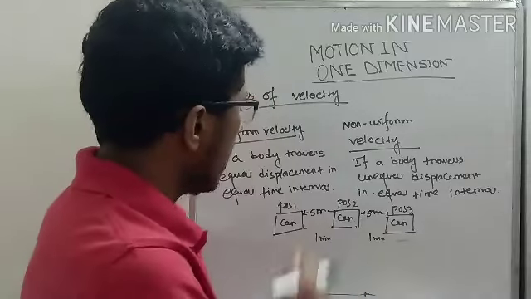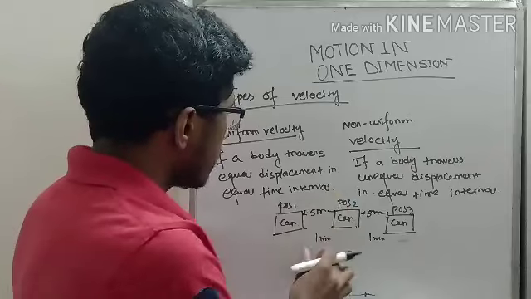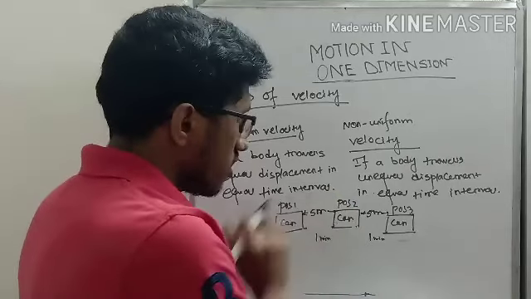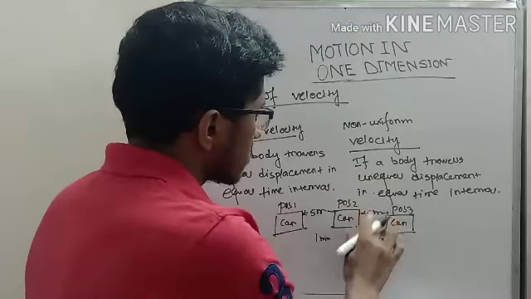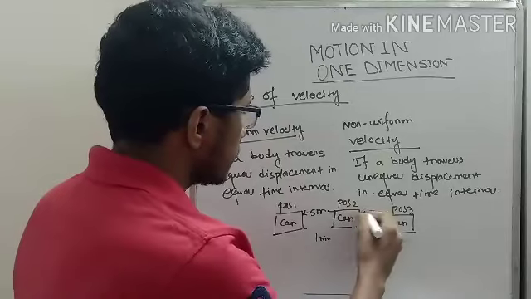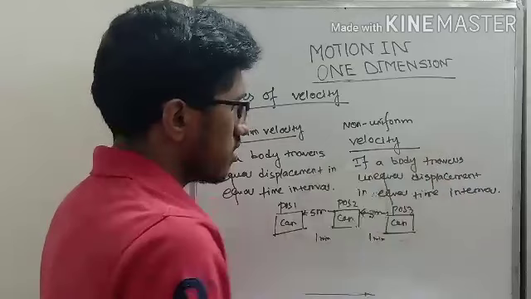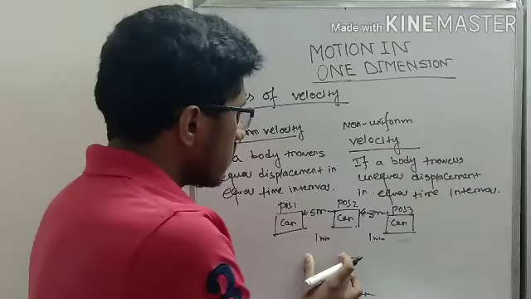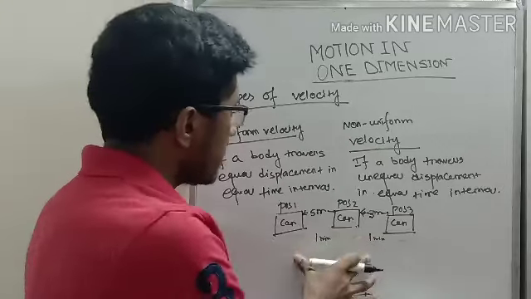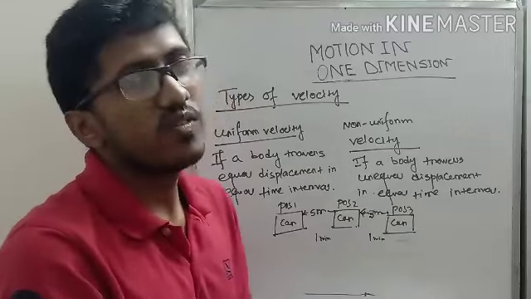And for non-uniform velocity, say in the first 1 minute the body traveled 5 meter, and in the next 1 minute it traveled 3 meter. If a body travels unequal displacement in equal time intervals, the time interval is the same but the displacement is different. So in this case we can say the body is moving with non-uniform velocity.